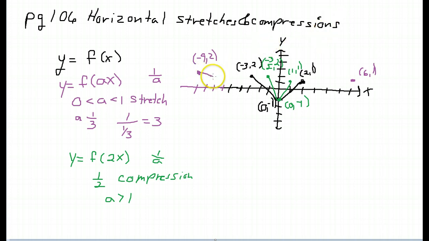So if I connected the dots here, you notice it has stretched this out horizontally. Neither one of these two graphs maintains the same size or shape whenever we have a number a in front of the x. So we have f of ax.